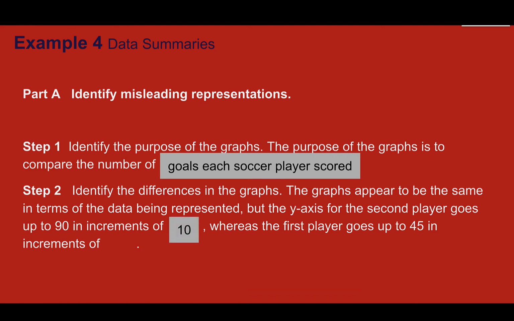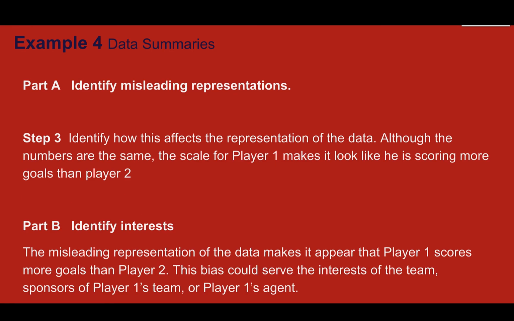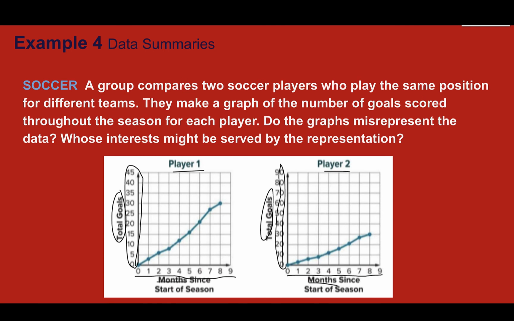So, the graphs do appear to be the same, but the y-axis for the second player goes up to 90 in increments of 10, whereas the first player goes up to 45 in increments of 5. Our next step then is to identify how that would affect the representation of the data. Although the numbers are the same, the scale for player 1 makes it look like he's scoring more goals than player 2. So if we go back and look, you can see that it looks like player 1's graph ends a lot higher than player 2.